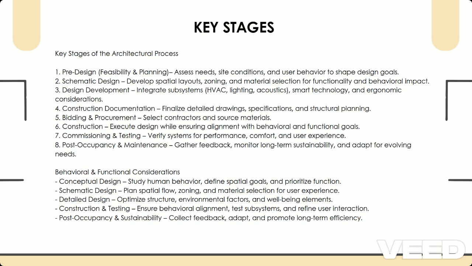Behavioral and functional considerations. Conceptual design, studying human behavior, defining spatial goals, and prioritizing function. Schematic design, here we plan spatial flow, zoning, and material selection for user experience. Detailed design, an optimized structure considering environmental factors and well being. Construction and testing, aligns with behavior, tests systems, and refines user interaction. Post occupancy and sustainability, collecting feedback, adapting, and ensuring long term efficiency.